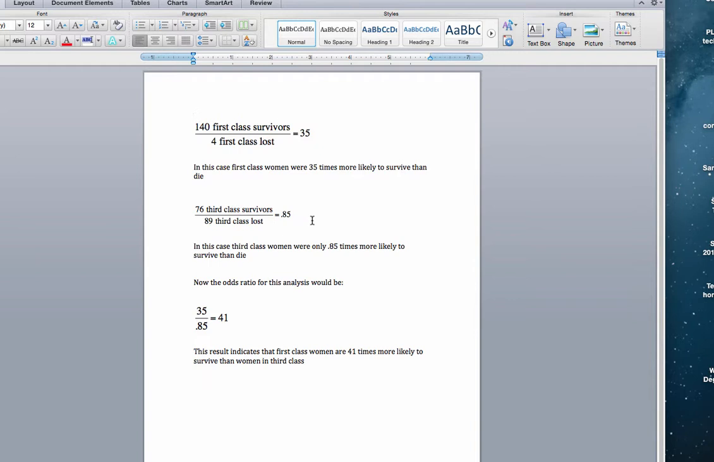In the case of the third-class women, 76 survived, 89 were lost. And so the proportion between survival and lost for third-class women was 0.85. So for third-class women, they were 0.85 times more likely to survive than die. Now, to calculate the odds ratio, we need to divide the third-class survival rate into the first-class survival rate, and that gives us 41. So what this indicates is that first-class women are 41 times more likely to survive than third-class women.